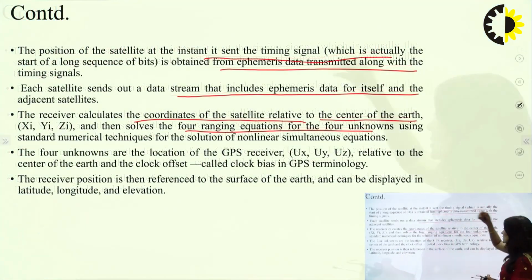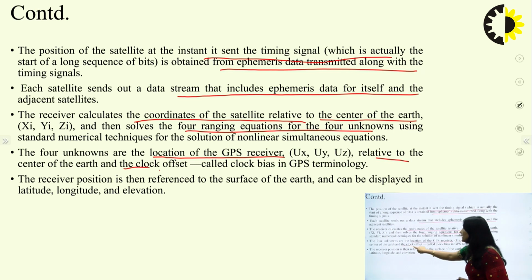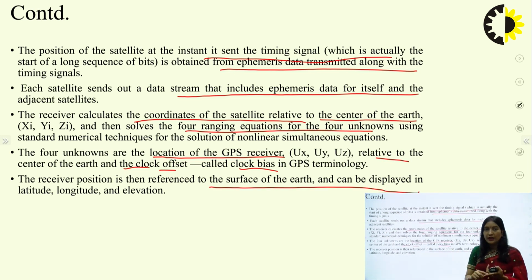Right. So these ranging equations are calculated, and the 4 parameters or 4 unknown values are also calculated. The 4 unknowns are the location of the GPS receiver related to the center of the earth and the clock offset, which is also known as clock bias. The receiver position is then referenced to the surface of earth and can be displayed in terms of latitude, longitude, and elevation. Whenever you are sending a location of yourself or someone else, it is always represented in terms of latitude, longitude, and elevation. So 3 parameters will give you the information about latitude, longitude, and elevation, and the 4th parameter will give you the information about the timing offset error.